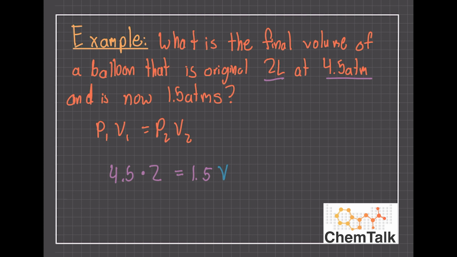So how do we do this? We move the 1.5 over. So we divide by it on the right side, and we have to divide by it on the left side. Anything we do to one side, we have to do to the other. All right, so now we have V equals 4.5 times 2 over 1.5. If we just do the top side first, 4.5 times 2 is 9. Then divide by 1.5. You can do this math on your own. But the new volume is equal to 6 liters.